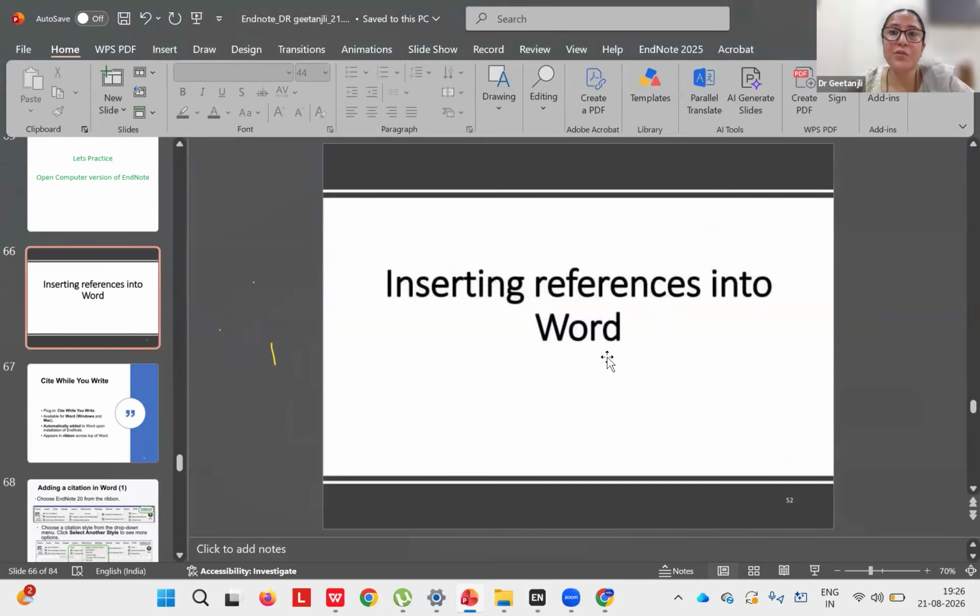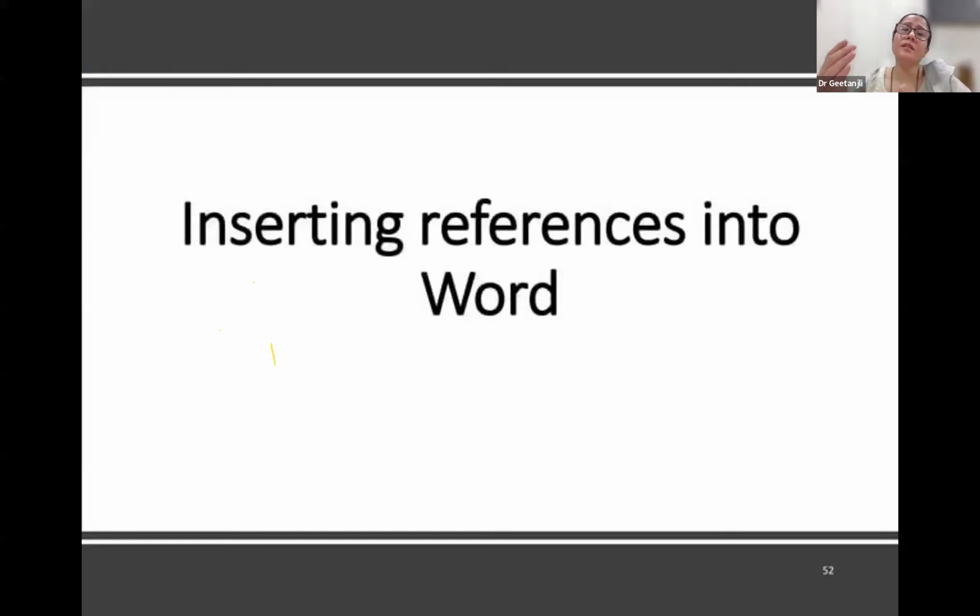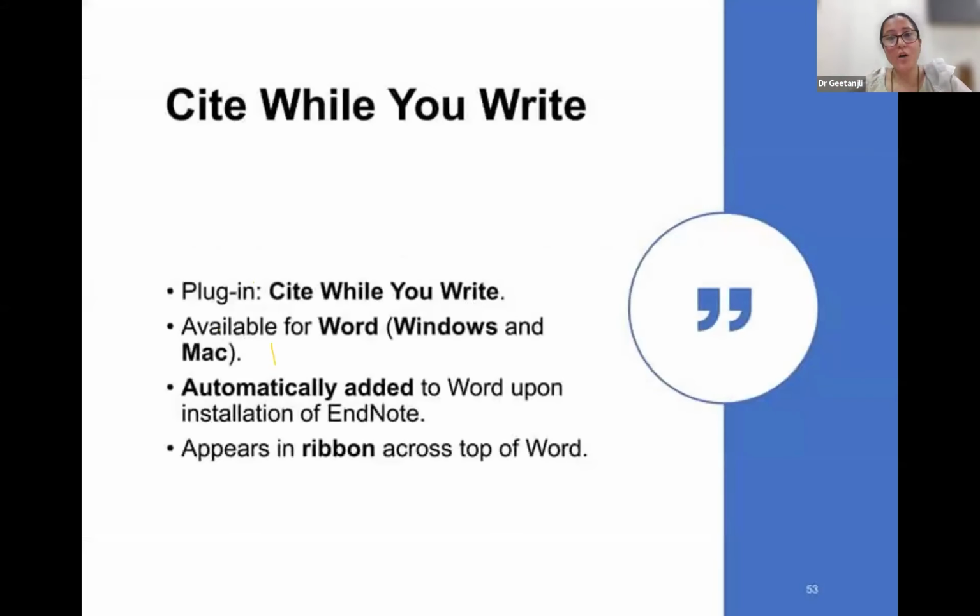So like for Zotero, you needed a plugin, a Word plugin to enter the references into the Word. But for EndNote, you do not need a plugin. The plugin which I showed you is for faster search and viewing the PDFs, not a plugin for inserting the references into the Word. So how do we do it?